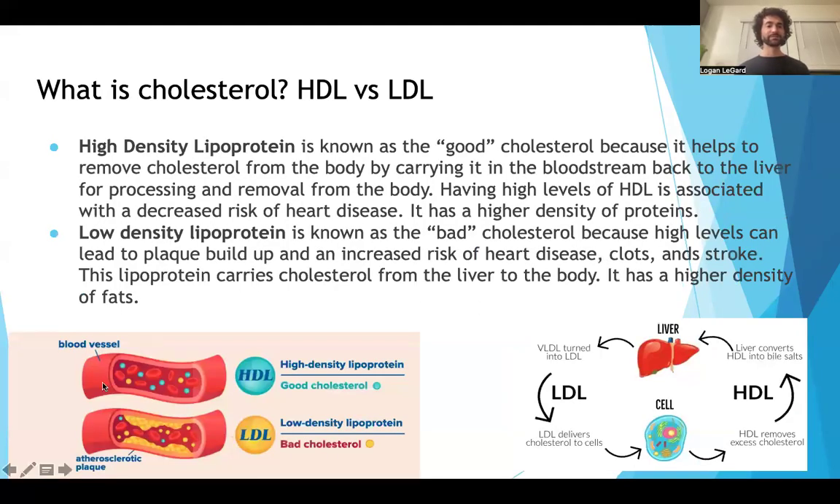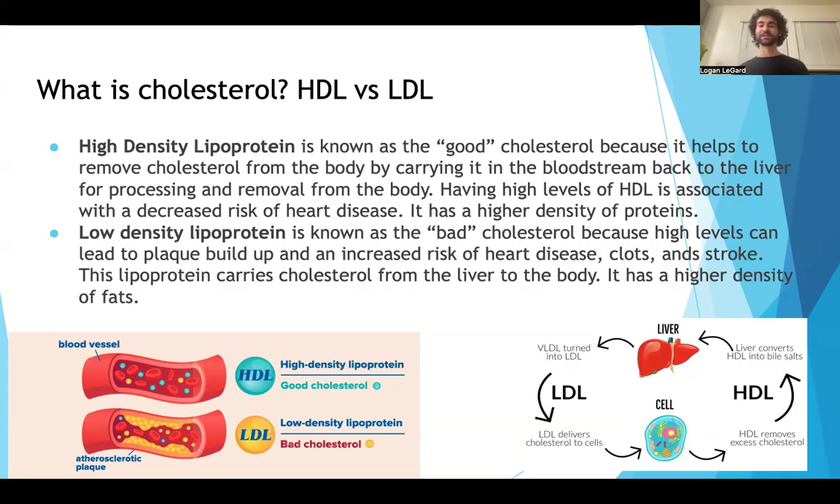So what is cholesterol? There's HDL and LDL. HDL stands for high density lipoprotein. This is known as the good cholesterol because it helps to remove cholesterol from the body by carrying it in the bloodstream back to the liver for processing and removal from the body. Having high levels of HDL is associated with a decreased risk of heart disease.